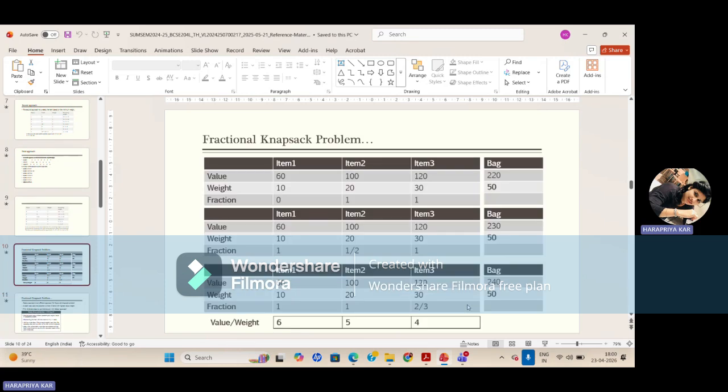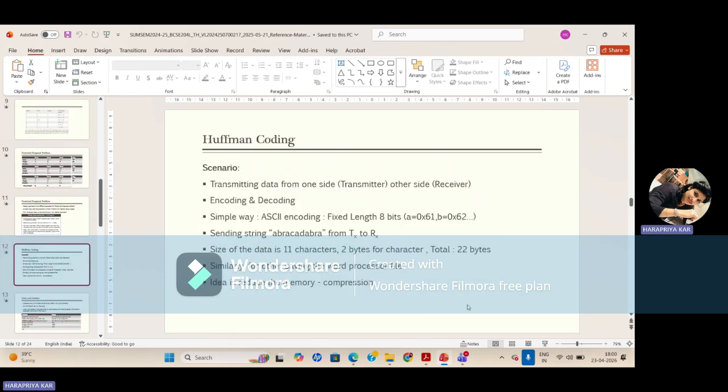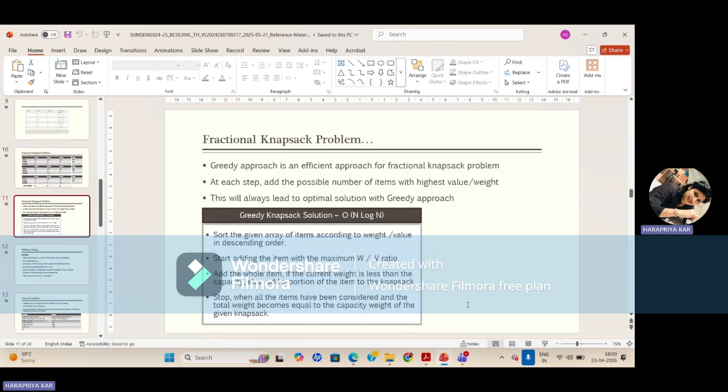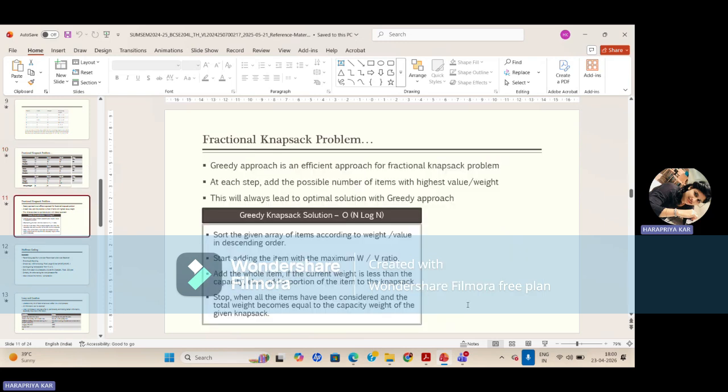The fractional knapsack problem basically uses the greedy approach, and it is an efficient approach for the fractional knapsack problem. At each step we add the item with the highest value or weight ratio. This will always lead to an optimal solution, because each step provides the optimal choice. What we have to remember is that the greedy knapsack solution is O(n log n), which is the time complexity.